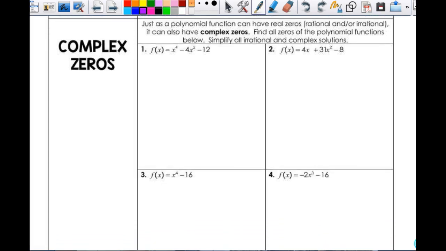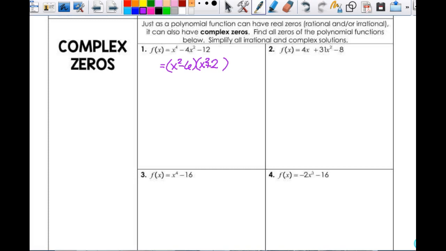All right, so it says, just as a polynomial function can have real zeros, rational or irrational, it can also have complex zeros. Find all the zeros of the polynomial function. So we're going to start off factoring this just like we would factor, right? And since this is a fourth degree, but it's set up like a quadratic, I should hopefully be able to get something factored here. So if this factors, then this is x squared, and this is x squared. And then what are my other two numbers? -6 and +2.